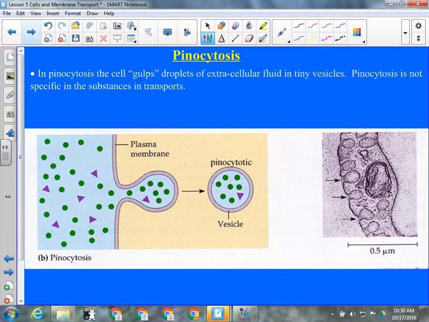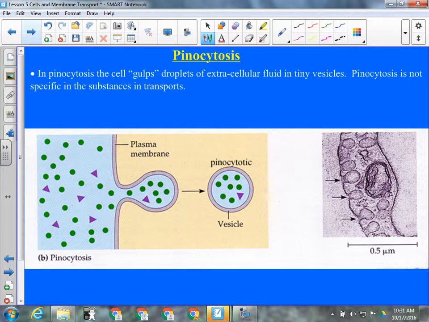All right, pinocytosis: the cell gulps droplets of water, extracellular fluid, into vesicles. So it just needs some fluid, or there are lots of electrolytes in there, and it needs to get them in a little more quickly than osmosis or active transport would do it. Usually when this is going on, active transport is also going on, trying to move things in. Under even a light microscope, you can see this process happening.